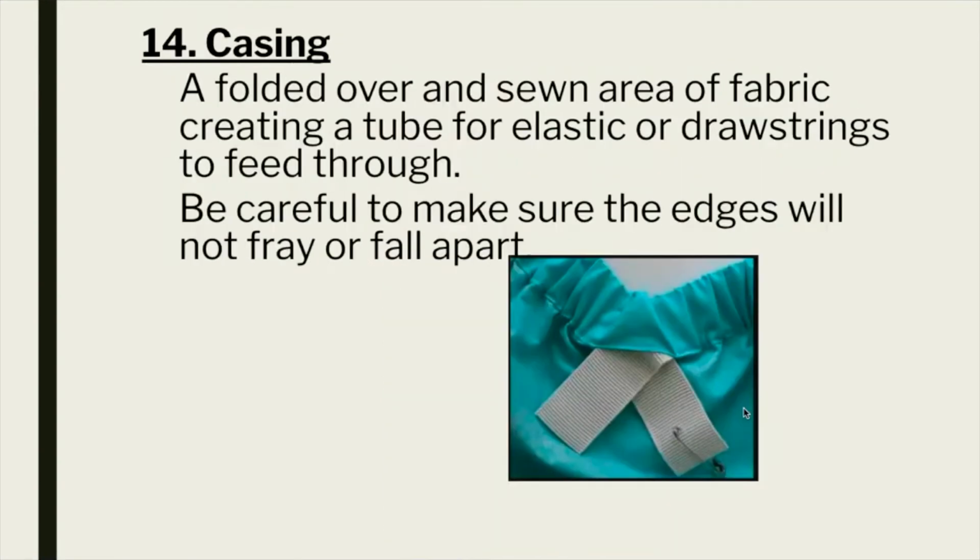A casing is the folded over and sewn edge of fabric that creates a tube for elastic or drawstring to be fed through. Be careful to make sure these edges will not fray or fall apart. You can serge them or fold them a second time before you sew them down. And then you can slide your elastic or drawstring through the casing. Most hoodies have a string around the hood that you can pull tight. That is a casing.